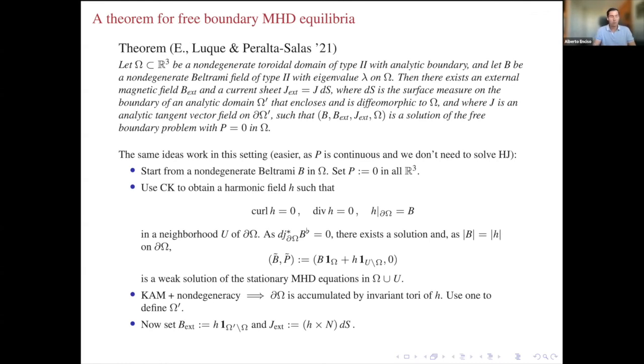Since we assume that twist condition is going to hold, then again, the boundary of the initial toroidal domain is accumulated by invariant tori. We pick one of those. We use them to define the surface of the new toroidal domain omega prime, and then you just take the harmonic field and cut it off. You set it equal to 0 outside that domain. That gives you the current sheet, and that's it. So just as before, but you don't have to fight with the Hamilton-Jacobi equation. You can get explicit formulas for the external current, for the magnetic field, stuff like that, but we don't care that much about the details.